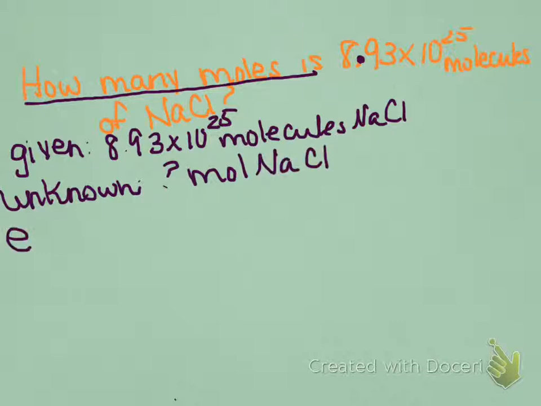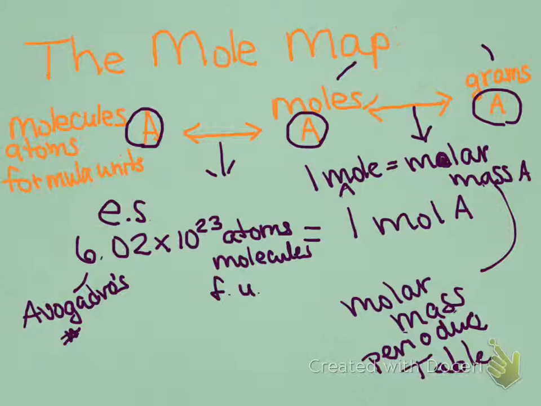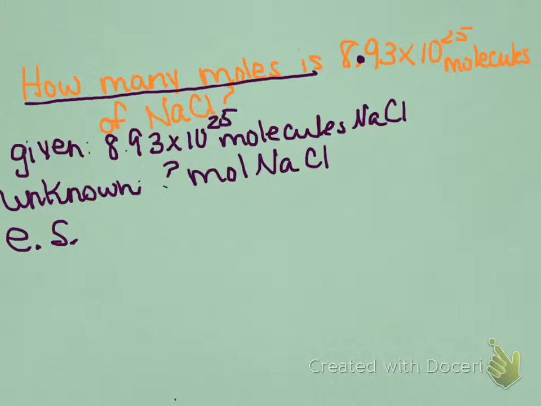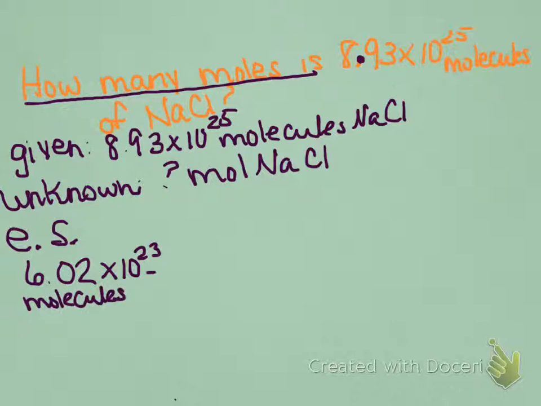So what is my equality statement? My equality statement has to be something that is moles, how many moles equals how many molecules. So I'm going to jump back here to my mole map. If I look at my mole map, here's molecules, here's moles. I need to know that 6.02 times 10 to the 23rd molecules is equal to 1 mole. So let's go write that down. My equality statement is 6.02 times 10 to the 23rd molecules equals 1 mole.